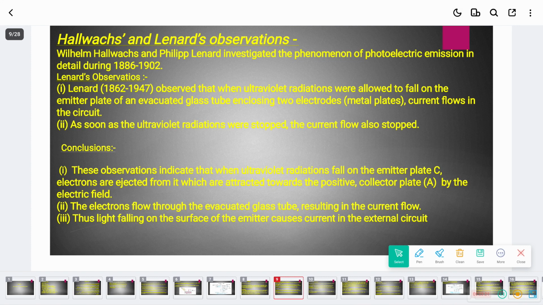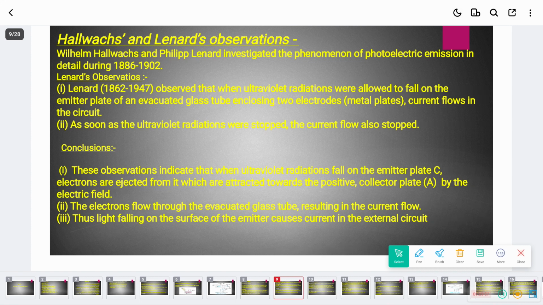Now next listen. Lenard's observation, and for everything now I will tell two observations and one conclusion. What is the observation? Lenard observed that when ultraviolet radiation was allowed to fall on the metal plate, or emitter plate, cathode plate, in an evacuated glass tube enclosing two electrodes, current flows in the circuit. So the photoelectric effect, the first time itself, he observed, Lenard. The next observation: as soon as the ultraviolet stops, the current stops flowing.